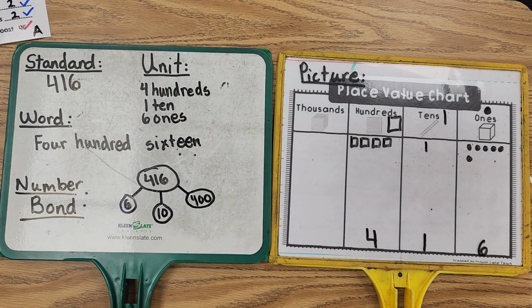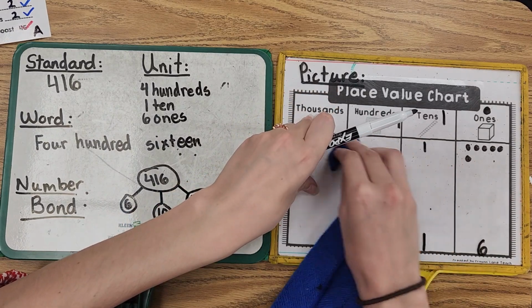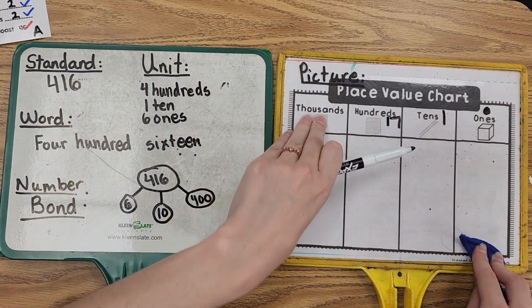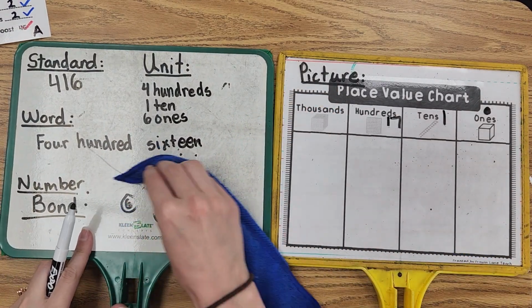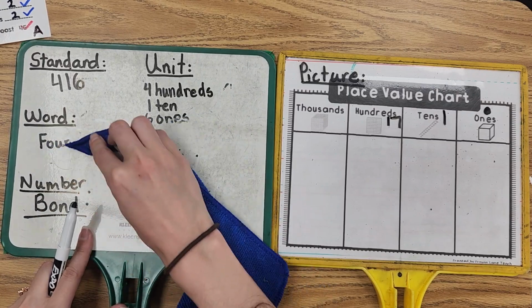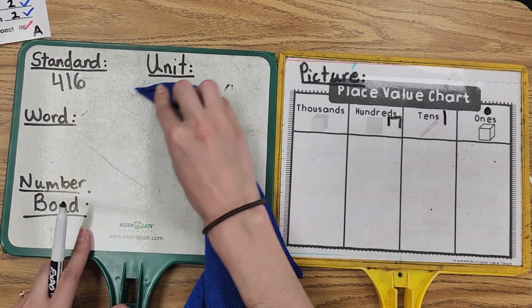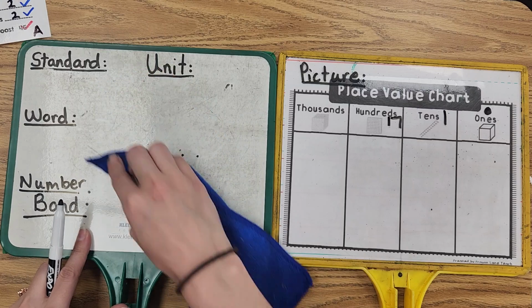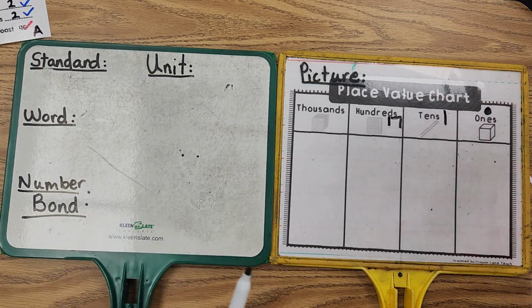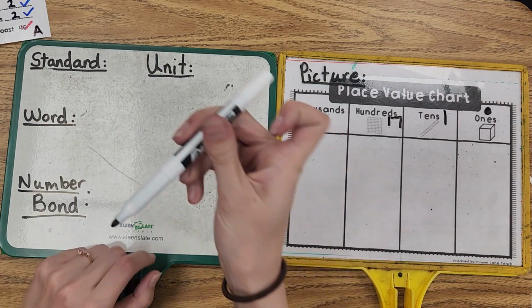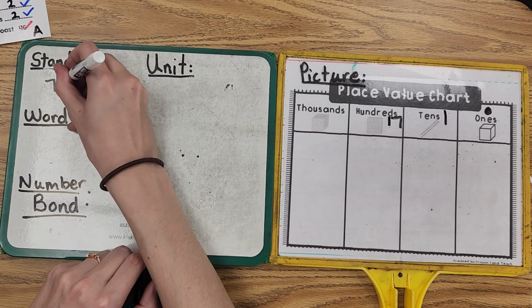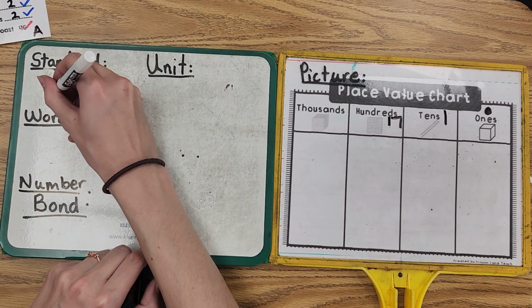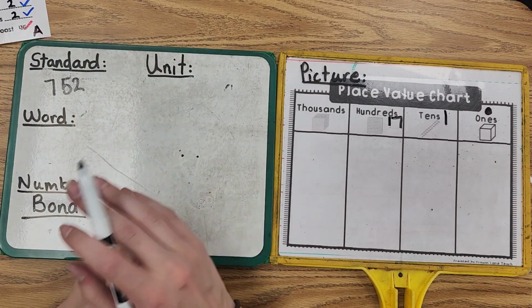This becomes very important once we get into our next way of representing numbers, because it's called expanded form, and they need to be able to pull out these values to be able to do it well. Now let me give you a different example. So, say for instance, instead I have the number 752. So that's the standard form, the regular way to write the number.